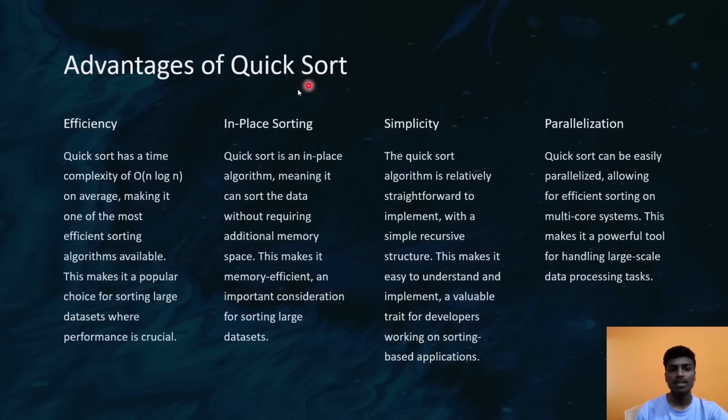Advantages of quicksort. Efficiency: the time complexity is around O(n log n). In-place sorting: quicksort is an in-place algorithm, meaning it can sort the data without requiring additional memory. It can sort the data in the same memory itself, so the space efficiency is also good in quicksort. Simplicity: the quicksort algorithm is relatively straightforward to implement with a simple recursive function or recursive structure.